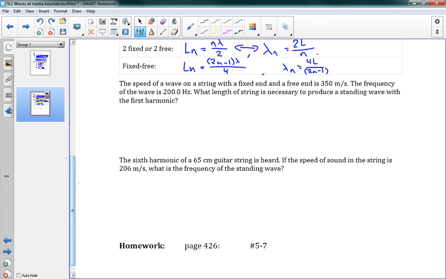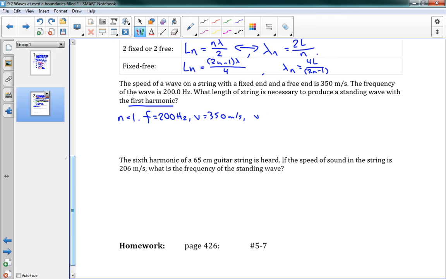Okay, so those are our equations. We've got 2 quick problems to try those out. It says the speed of a wave on a string with a fixed end and a free end is 350 meters per second. The frequency of the wave is 200 hertz. What length of the string is necessary to produce a standing wave with the first harmonic? So first harmonic, that tells us we're looking for n equals 1. And we have some other information here. Our frequency is 200 hertz. Our speed is 350 meters per second.